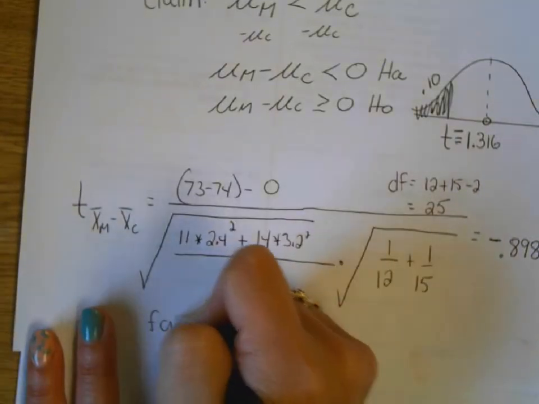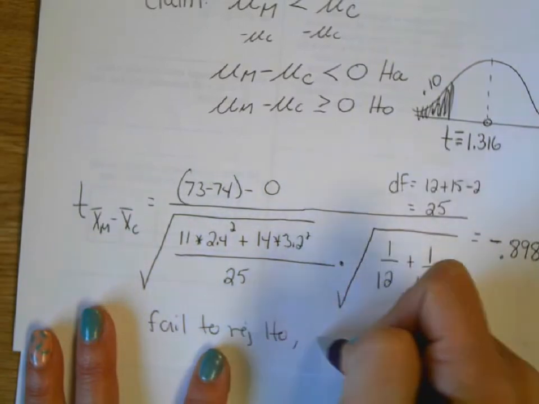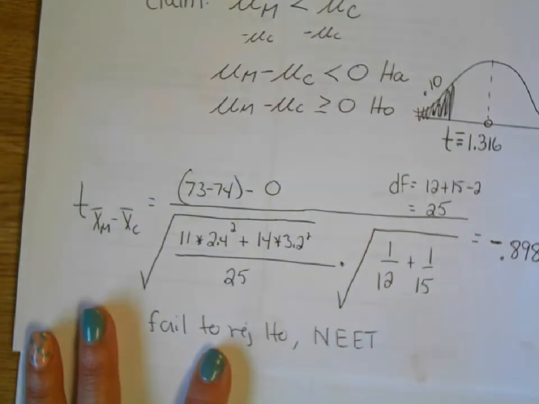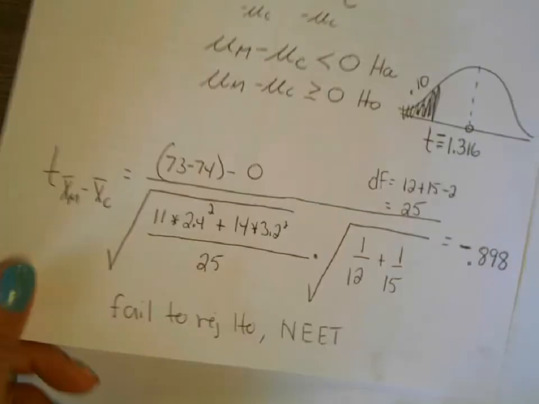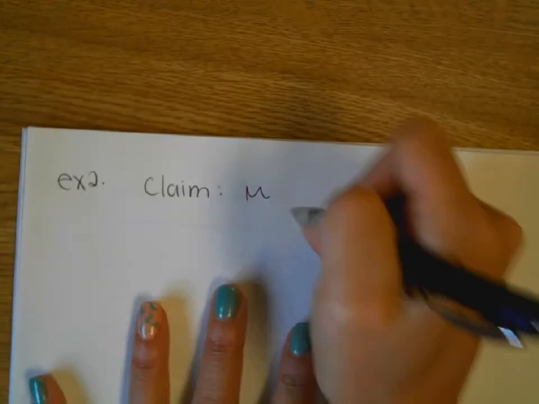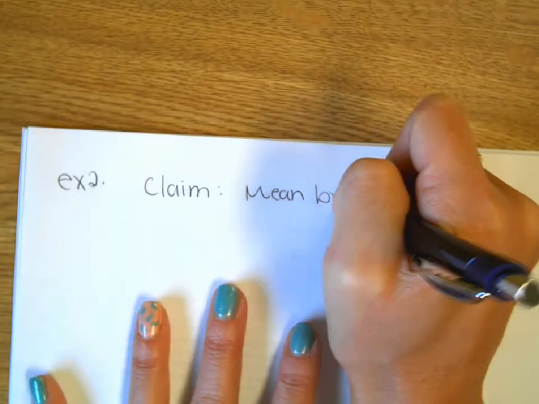Fail to reject the null. And it is neat. We failed to reject the null after all of that. Yes. Right. Okay. The mean braking distances.